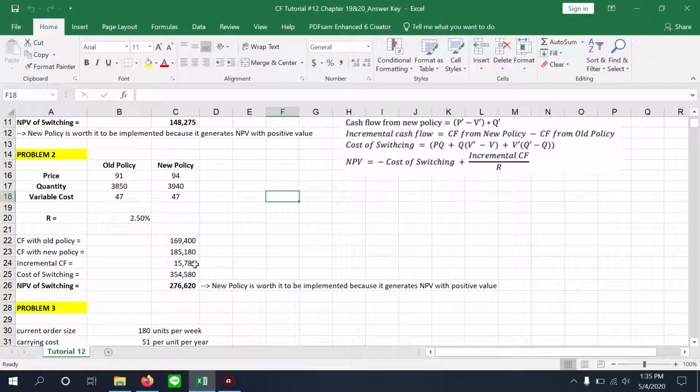I want to point out that sometimes a credit policy change does not necessarily mean it will be a good thing, because sometimes it leads to a higher cost of switching than the NPV. So you need to pay attention to that.